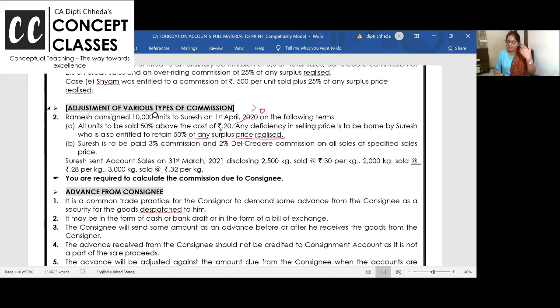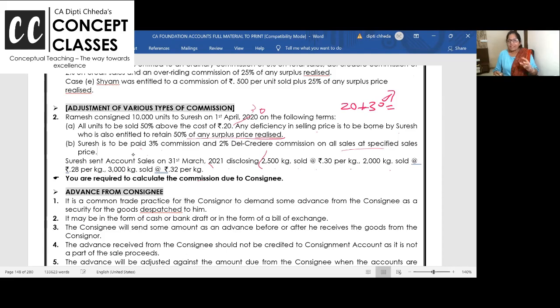Great. Surplus. I have told you 20 का 30 में sell करो. कुछ भी ऊपर sell किए, 30 के ऊपर 50% surplus. Suresh is entitled to 3% commission, 2% Del Credere commission on all sales. This time give Del Credere commission also on all sales, normal commission also. Suresh sent account sales disclosing 2,500 units are sold at 30, 2,000 units are sold at 20 and 3,000.